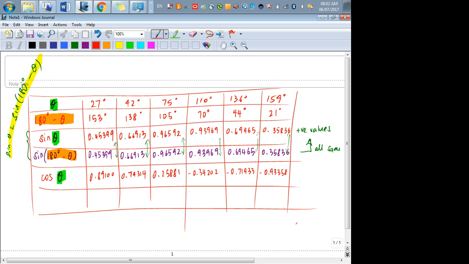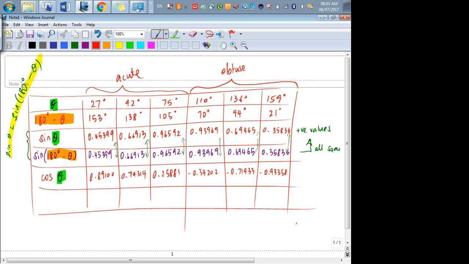90. As long as it is cosine of an acute angle, remember what we did yesterday? Cosine of an acute angle, we will get a positive value. So all these are acute, and these are obtuse. When we take cosine of acute angles, we get positive results. When we take cosine of obtuse angles, we will get negative results.